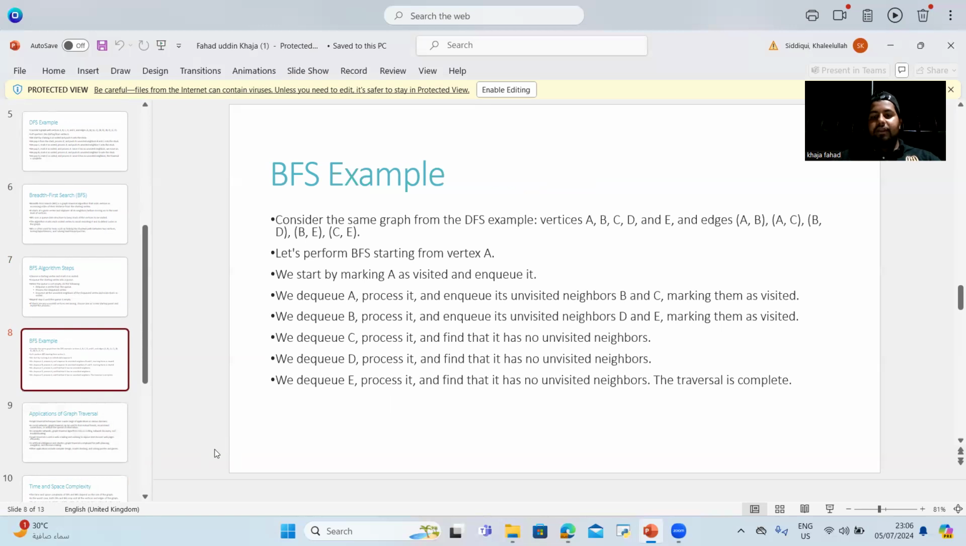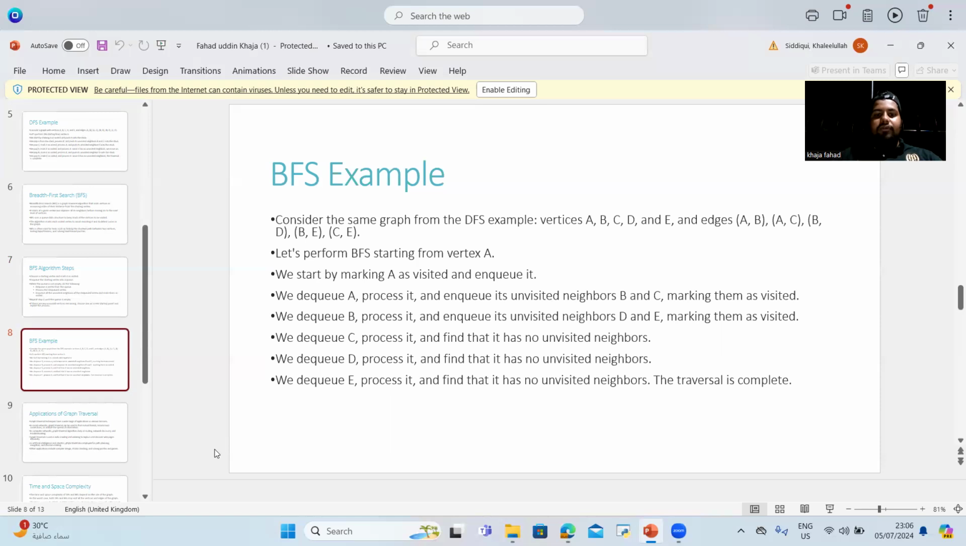Vertices A, B, C, D, and E, and edges A-B, A-C, B-D, B-E, C-A, C-E. Let's perform BFS starting from vertex A. We start by marking A as visited and enqueue it.